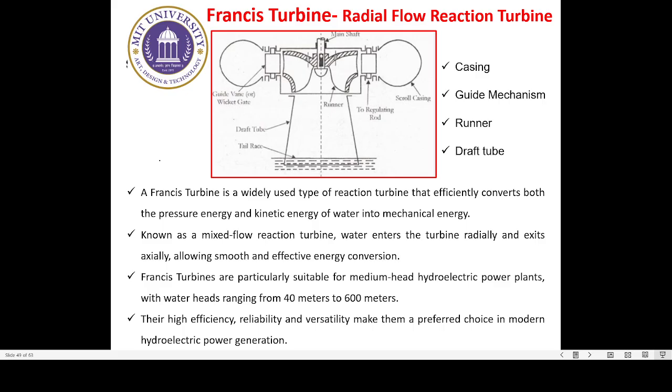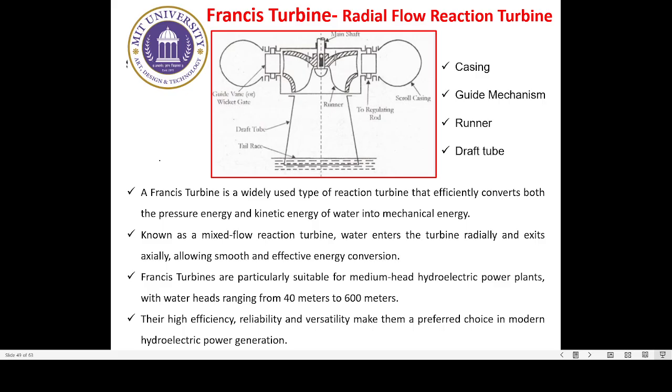Whereas the water that flows through the runner in case of the reaction turbine, part of the pressure energy goes on changing into the kinetic energy. So there is a gradual conversion from pressure energy into kinetic energy. Due to this fact, the water flowing through the runner is under pressure in case of the reaction turbine.